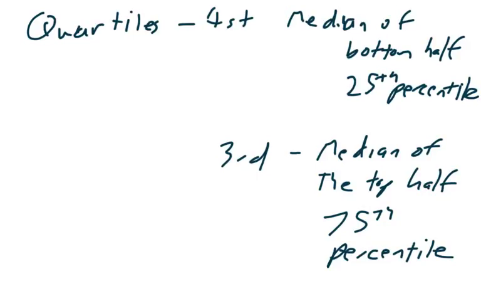So the first thing that we need to talk about that we didn't talk about yesterday is the quartiles. There are two quartiles. There is the first quartile and the third quartile. And basically the quartiles are the 25th and 75th percentile, which means 25% of the data is lower than the 25th percentile, and 75% of the data is lower than the third quartile.